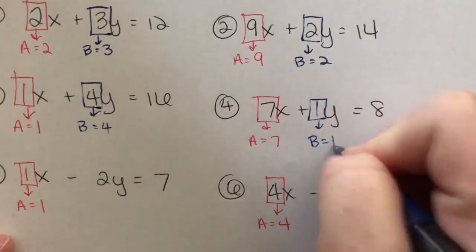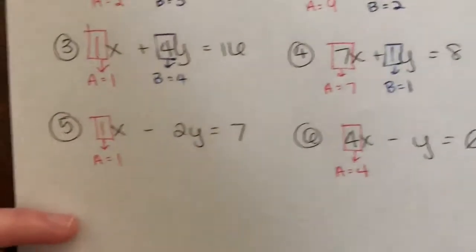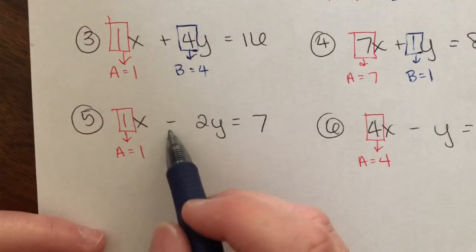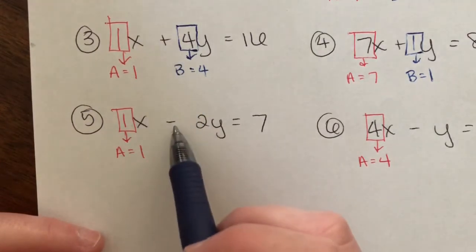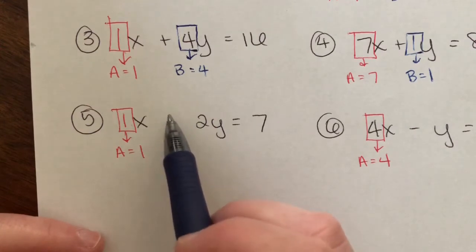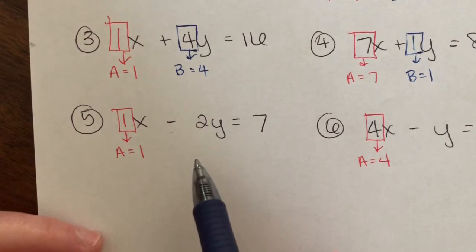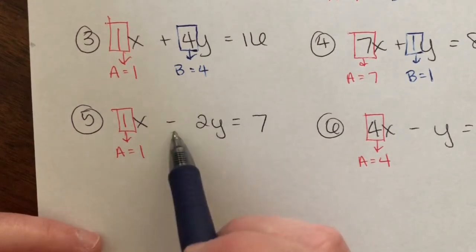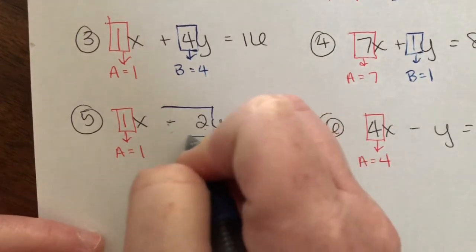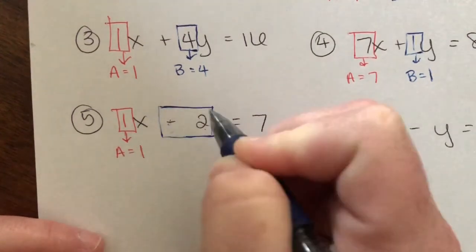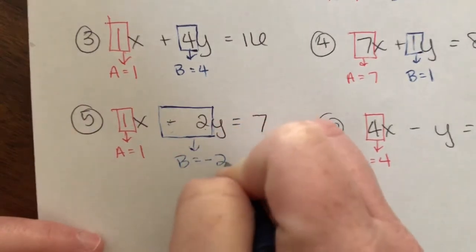So b equals 1. Number 5, we have 1x minus 2y. Now our formula has a plus sign in it, so if this somehow magically turns into a minus sign, it means it's saying x plus negative 2y, right? And when we have plus negative, we change it to a negative. So this minus actually goes with the 2. When there's a minus sign, the negative sign stays with the number there. So here, b equals -2.